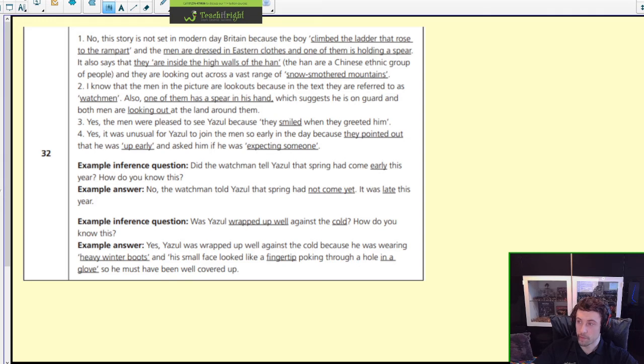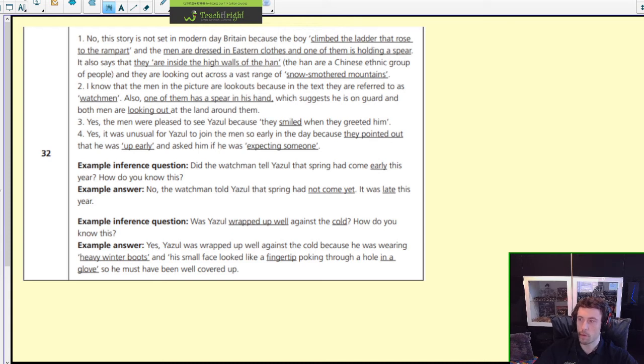Number 2, I know that the men in the picture are lookouts because 1, they're referred to as watchmen, and watchmen and lookouts are synonymous, so both of them mean the same thing. And again, one of them has a spear in his hand, which suggests he is on guard, guarding from something. You need to be armed to protect. Number 3, the men were pleased to see Yazul because they smiled when they greeted him. And obviously, if you smile, it means you're happy.